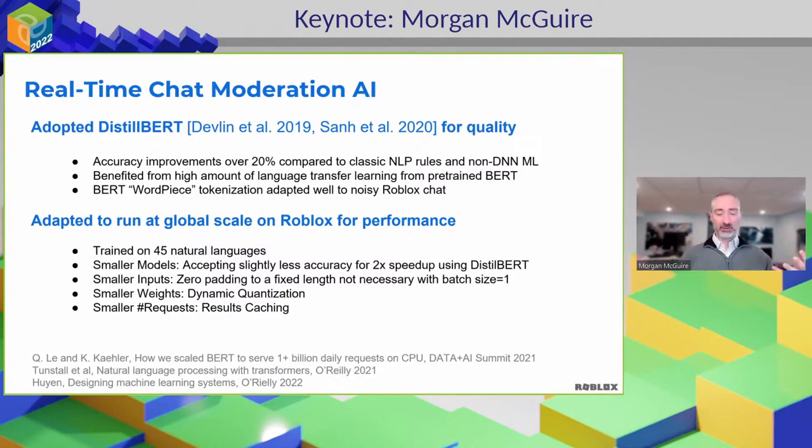And then we took that research and we adapted it to run at global scale so that it wasn't just running on a server, but it was running in real time and we could do it efficiently for the scale that we have. So we had to train it in 45 languages in order to work around the world, so being truly global. But then we optimized nearly every aspect of that system in order to make it practical for deployment. And we're now serving over a billion daily requests using BERT, which is this DNN transformer model. And our work on this is described in the conference talk cited there, as well as the two books listed at the bottom.